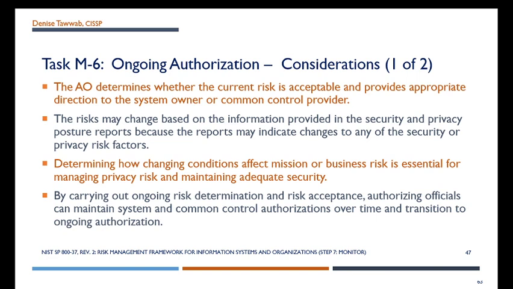The risk may change based on the information provided in the security and privacy posture reports, because the reports may indicate changes to any of the security or privacy risk factors. Determining how changing conditions affect mission or business risk is essential for managing your privacy risk and maintaining adequate security. By carrying out ongoing risk determination and risk acceptance, authorizing officials can maintain system and common control authorizations over time and transition to ongoing authorization.